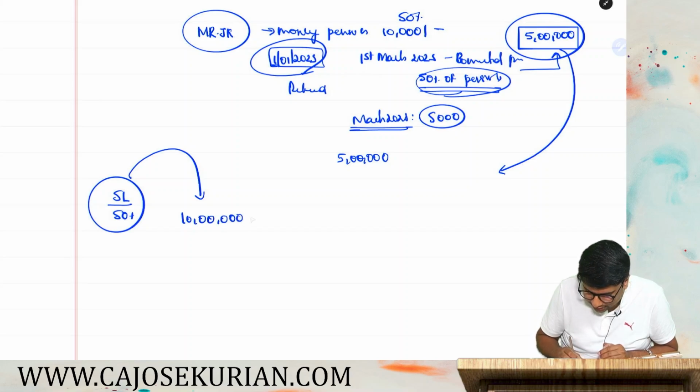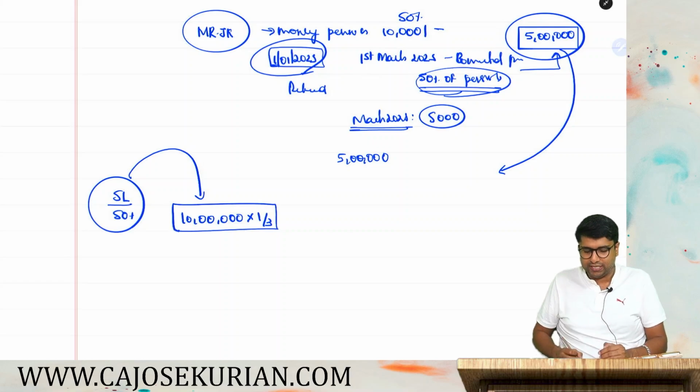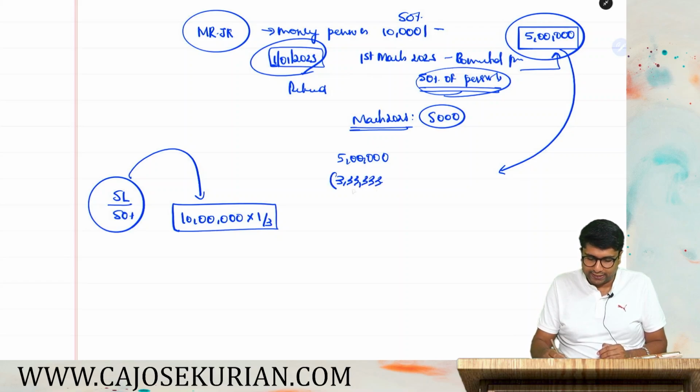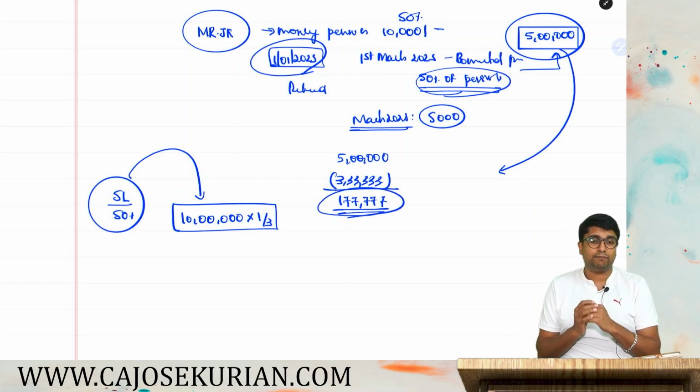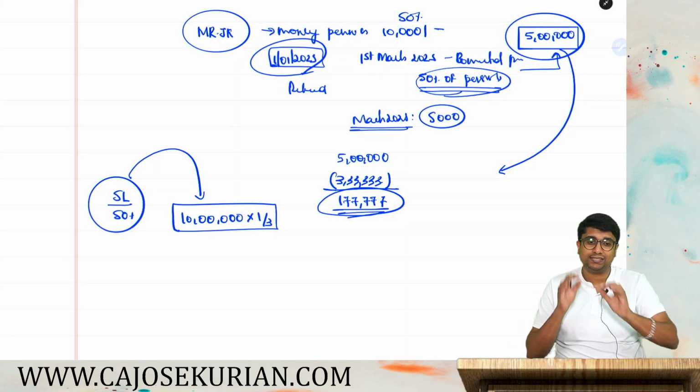The exemption shall be 1/3 of 100% of the commuted pension. That will be 1/3 of 10 lakh. He can claim 3,33,333 as the exemption, and the remaining amount of 1,66,667 shall be fully taxable. This is how you have to compute the exemption for commutation of pension. I hope it is clear.